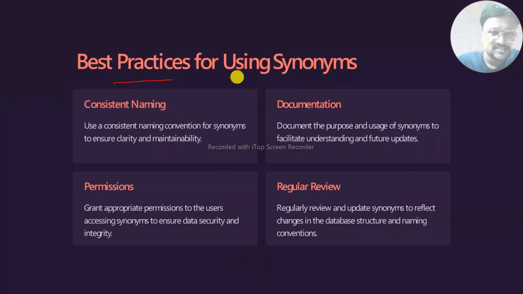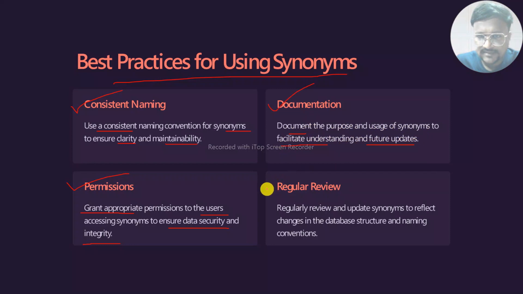Next, best practices for using synonym. First is consistent naming. Use a consistent naming convention for synonyms to ensure clarity and maintainability. Second, permissions. Grant appropriate permissions to the users accessing synonyms to ensure data security and integrity. Next, documentation. Document the purpose and usage of synonyms to facilitate understanding and future updates. Next, regular review. Regularly review and update synonyms to reflect changes in the database structure and naming conventions.